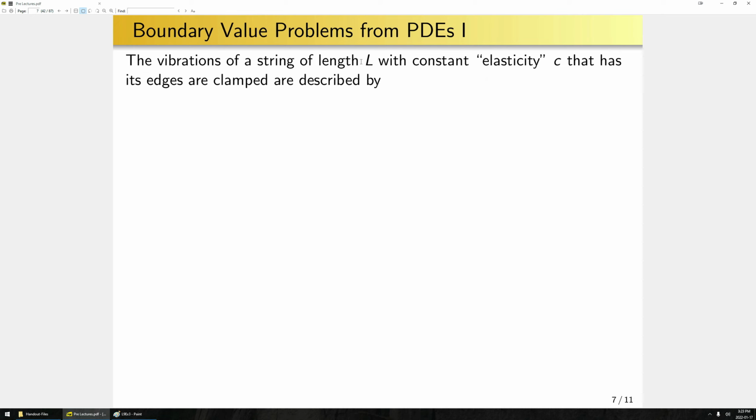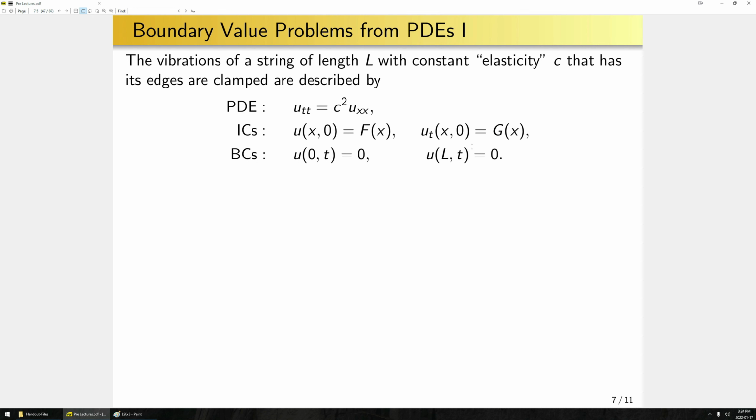So the vibrations of a string of length L with constant elasticity c, I have quotes around elasticity because I'm lying to you here, but it's a constant related to elasticity and density and the Young's modulus, that type of stuff, that has its edges clamped at two points, is described by this. So the partial differential equation is: the second derivative in t is c squared times the second derivative in x. The initial conditions are that initially the string has some position, and initially the string has some velocity. And then the boundary conditions are these two here for the clamped ends.